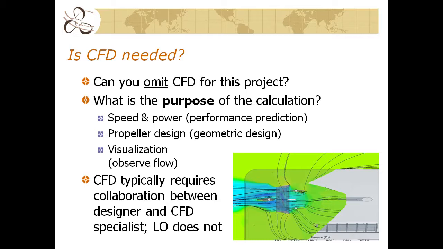Is it speed and power? Well, speed and power predictions can be achieved very faithfully and very reliably with lower order methods in many cases, and even fair to say most cases. Propeller design, which is a geometric design, I can achieve much the same with lower order tools as well. But if I'm interested in visualization, if I'm interested in interrelationships, hydroacoustic pressure pulses between propeller blades and hull surfaces, I may in fact truly need the higher order codes. So understand the problem first, and then the order of the code will naturally lend itself to that.